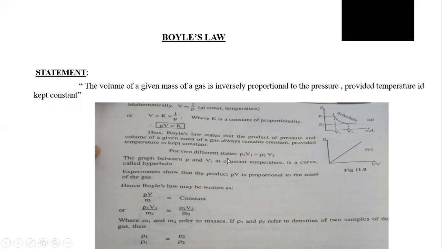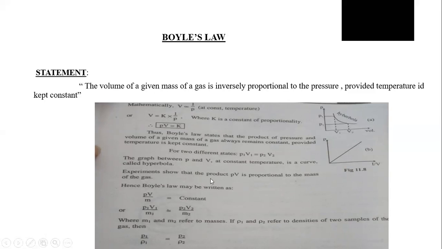For two different states, P1 and V1 are the initial pressure and initial volume, and P2 and V2 are the final pressure and final volume. The graph between P and V at constant temperature is a curve, and this curve is known as the hyperbola. So the graph of Boyle's law is a hyperbola, and you can easily see in this graph that when we decrease the pressure, volume is increasing.